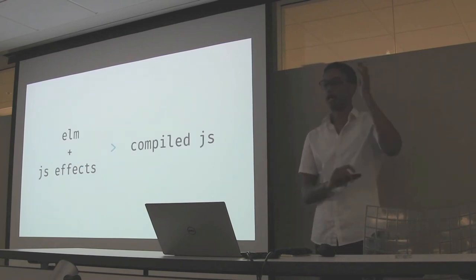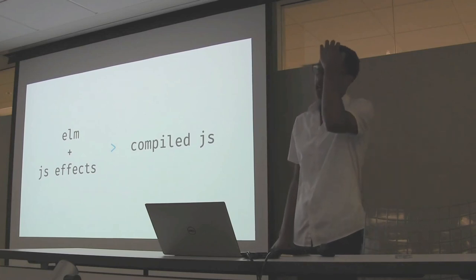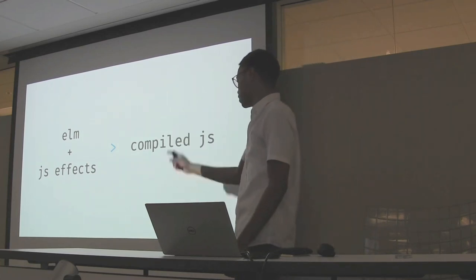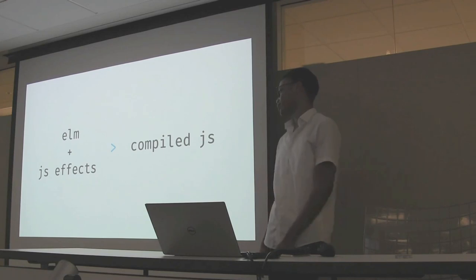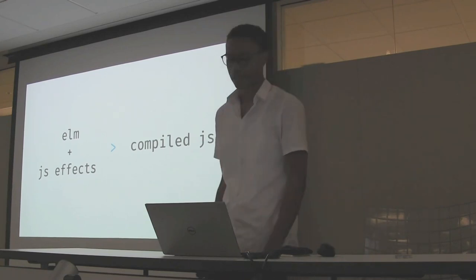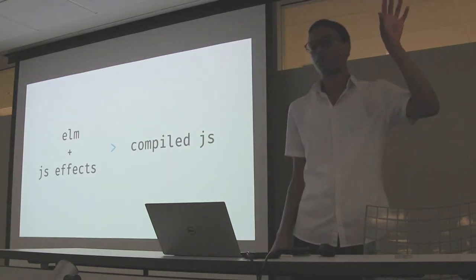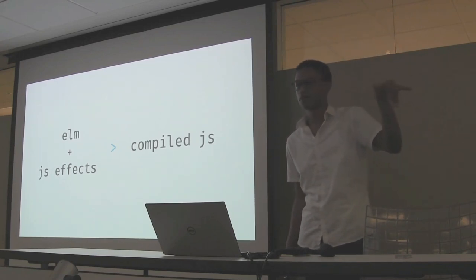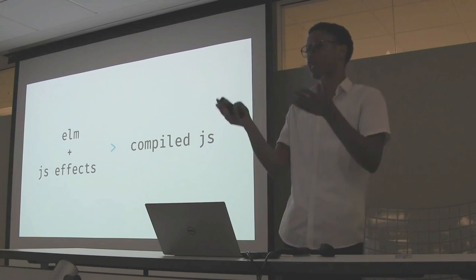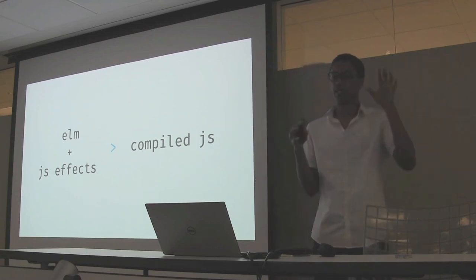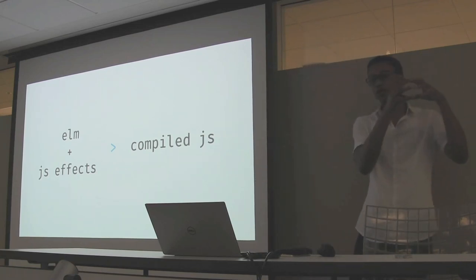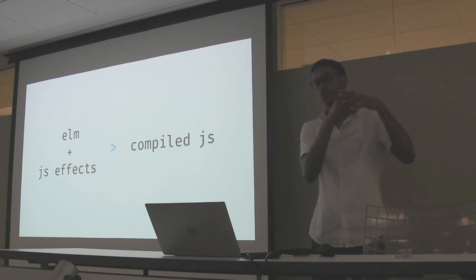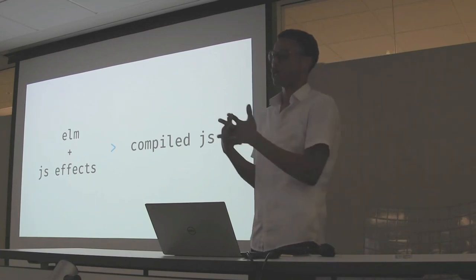So this is my mental model of how the Elm compiler works. The Elm compiler is the blue thing in the middle. It's just that arrow. It's a greater than sign. And so it takes your Elm source code and your native modules, which are JavaScript effects, and that includes if you're using any library that's using native modules. And then the Elm compiler knows the process by which to mix them and give you JavaScript as an output.